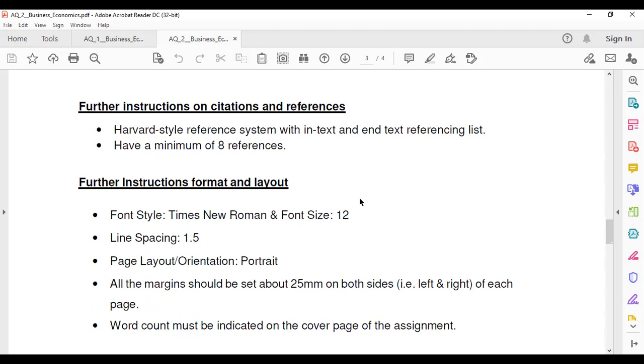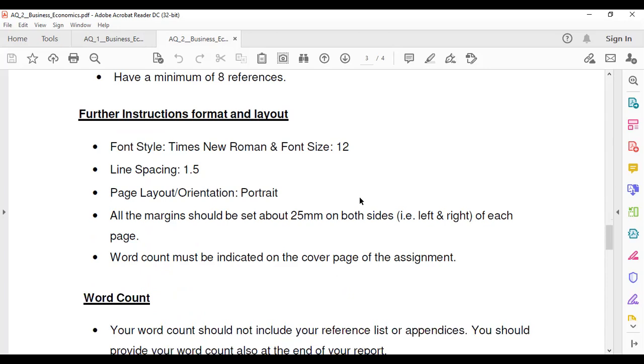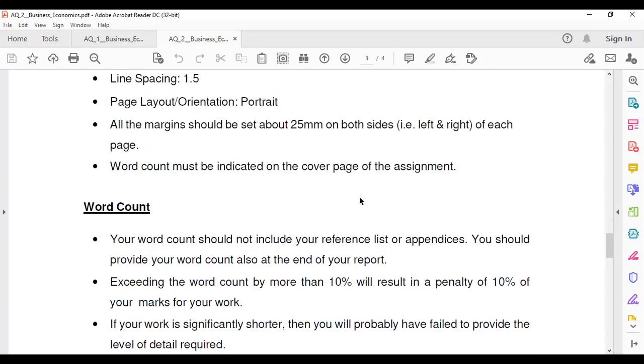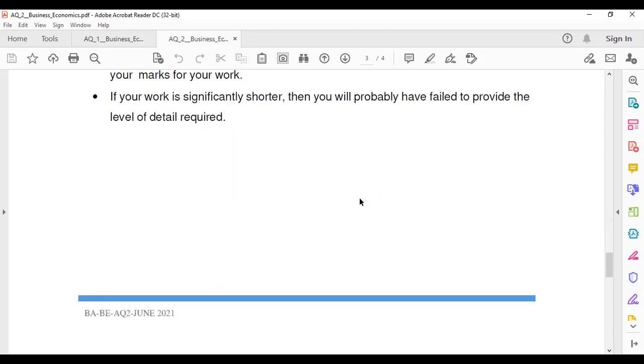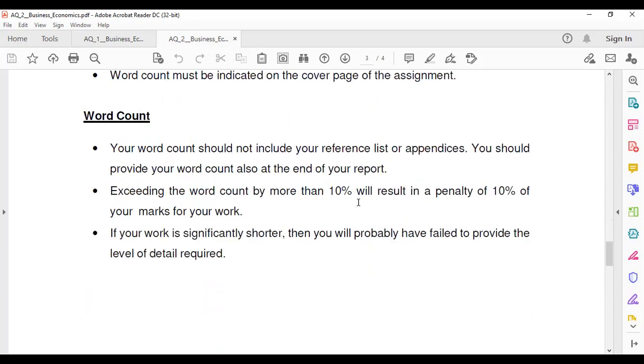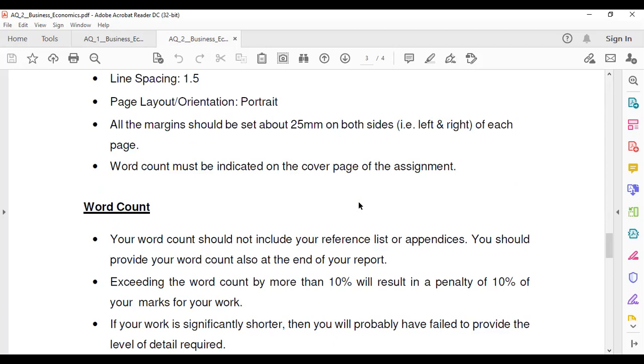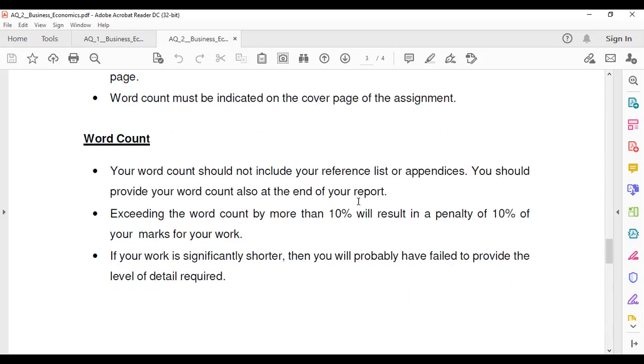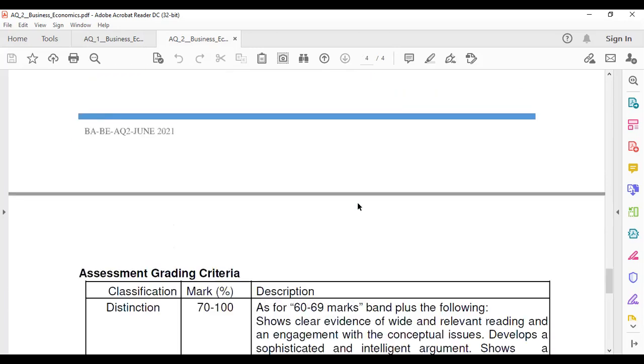The font style, as I mentioned earlier, is Times New Roman, the size should be 12, and line spacing 1.5. And for margin spacing you should follow 25 mm. Right. In here, you should follow the word count strictly. Plus or minus 10% is accepted. If it exceeds 10%, you may be penalized, and if it is less than 10%, it may significantly affect your work as well.